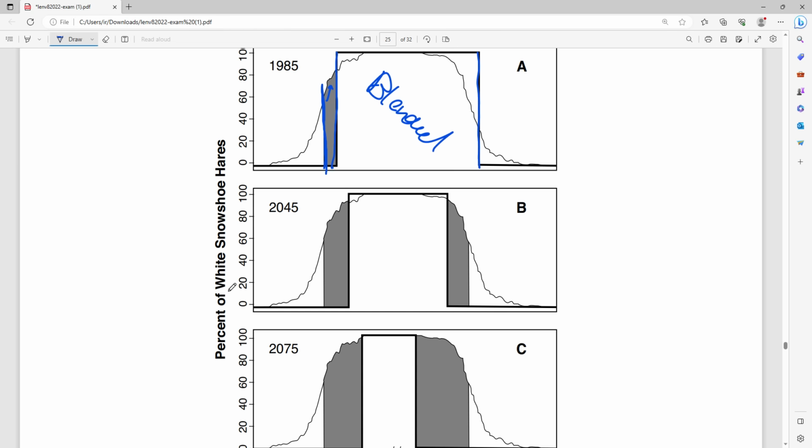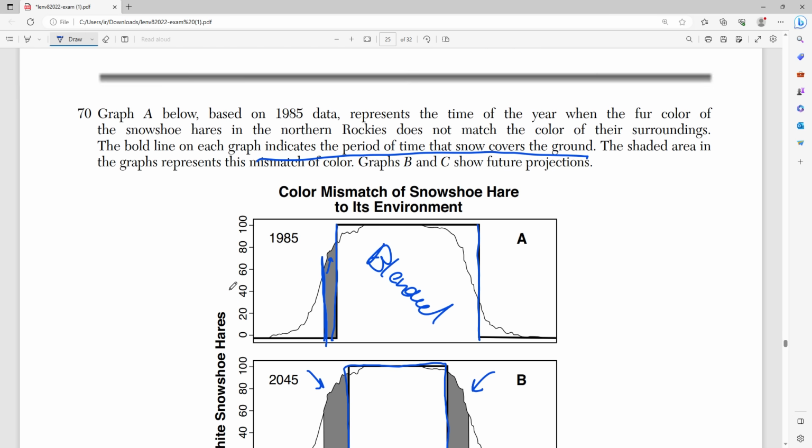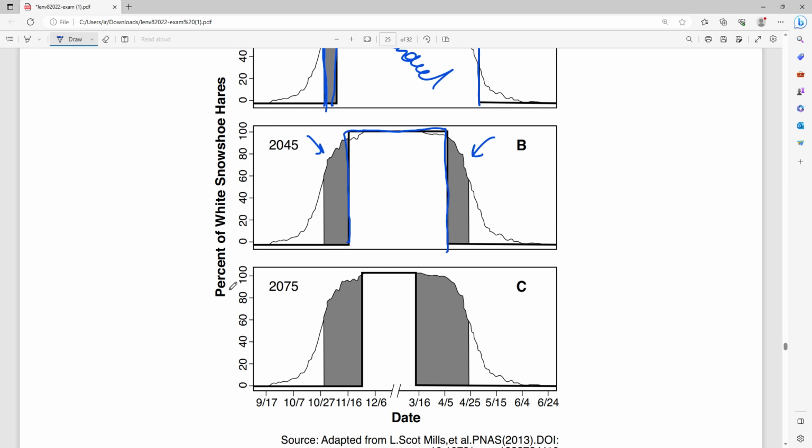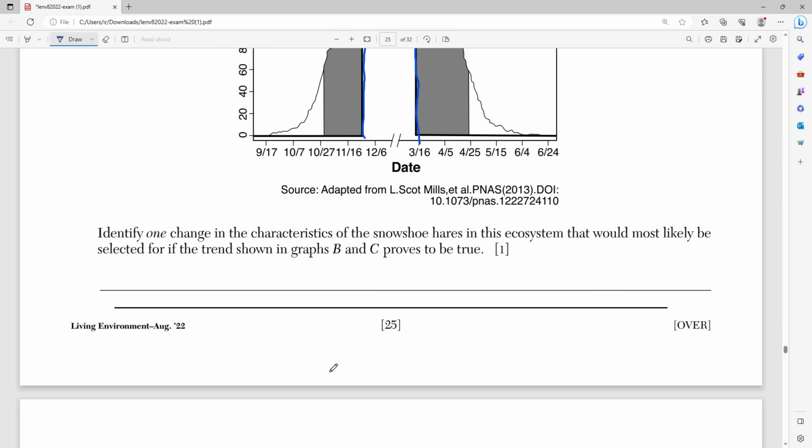In 2045, however, the amount of time that there's snow has greatly decreased, right? So they're out of color for much longer, simply because there's a smaller amount of snow coverage on the ground, right? And then finally, right here in 2075, they're really screwed, right? Because once again, the snow coverage has decreased significantly, so that for almost half of the winter, they're mismatched in color, and then their fur is now visible for predators to swoop in and attack them, right?